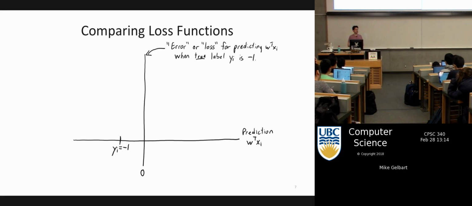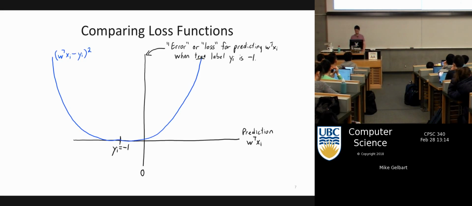Let us further assume that we're talking about a particular training example whose true label is -1. Okay? So if a training example's true label is -1, then anywhere on the left-hand side, when W transpose X is negative, that's a correct prediction. And anywhere on the right-hand side, that's an incorrect prediction.